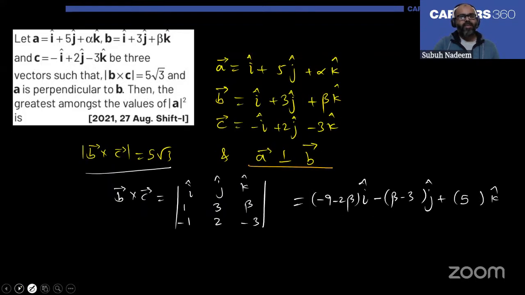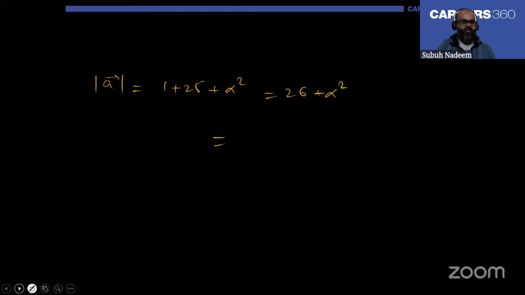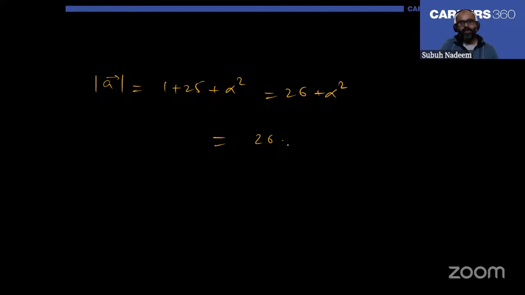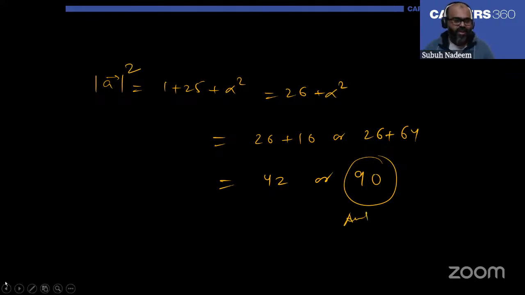Now, in both the cases, let us find what is mod A square. Mod A square is 1 plus 25 plus alpha square, which is 26 plus alpha square. Now, if we take the first case, alpha is 4, otherwise alpha is 8. So we'll get 26 plus 4 square, which is 16, or 26 plus 8 square, which is 64. So this will be 42, and this will be 90. So the maximum value of mod A square is 90. So we'll say that this is our answer.